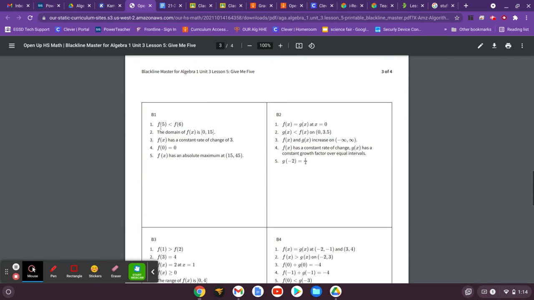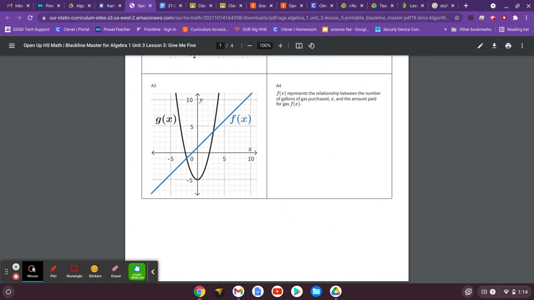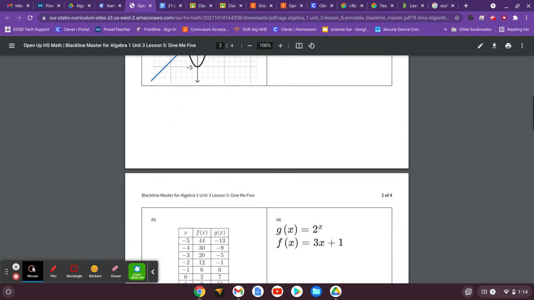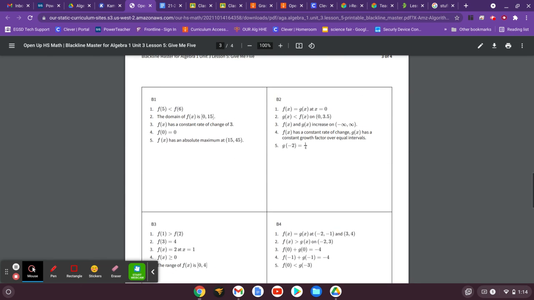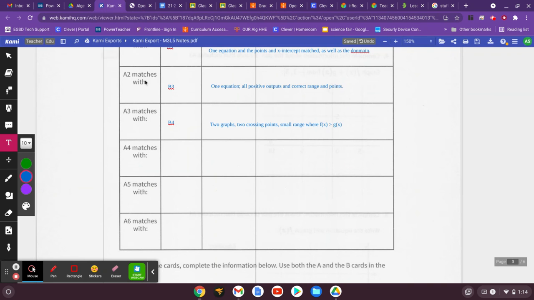So let's double check. f of 5 is less than f of 6. So what does that mean in terms of this? Gallons purchased and amount paid for gas. So if you have 5 gallons of gas you paid for, it's going to be less than 6 gallons you paid for. Yep. Domain 0 to 15 gallons. That's probably about right for a vehicle. Constant rate of change of 3. I agree with that one too, because it's probably a consistent pumping. No gas, no money. And an absolute maximum, well, if it's a rate of 3, then 15 times 3 would be 45. So B1 works.